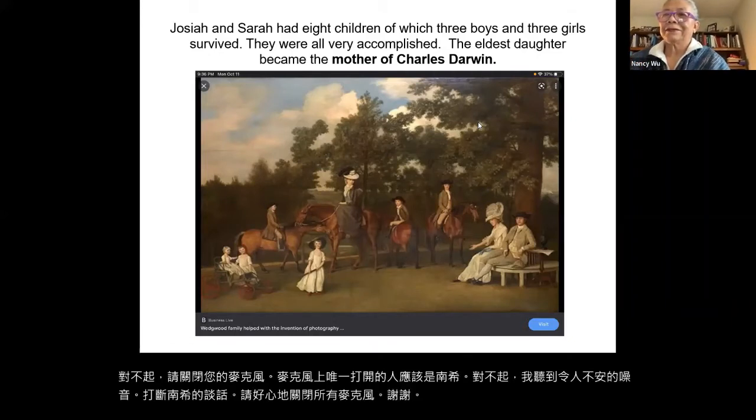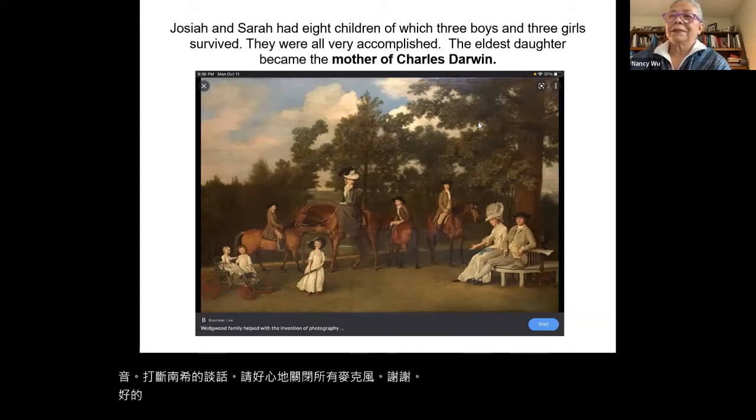Okay, thank you, Lily. And the thing I want to point out is their eldest daughter later on became the mother of Charles Darwin.